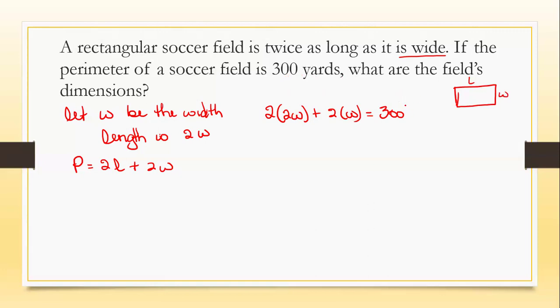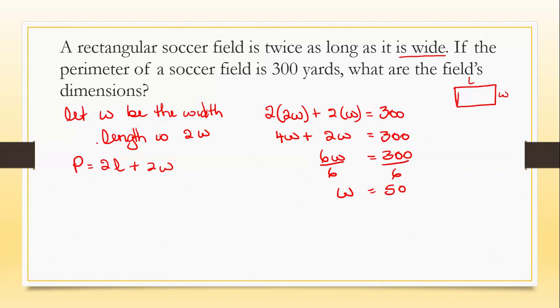We can put the yards, so let's leave the yards off for now. So we're now going to solve this equation. 2 times 2W is 4W plus 2 times W, which is 2W, which is equal to 300. 4W plus 2W is going to give us 6W, which is equal to 300. Dividing both sides by the 6, we get that W is equal to 50 yards.